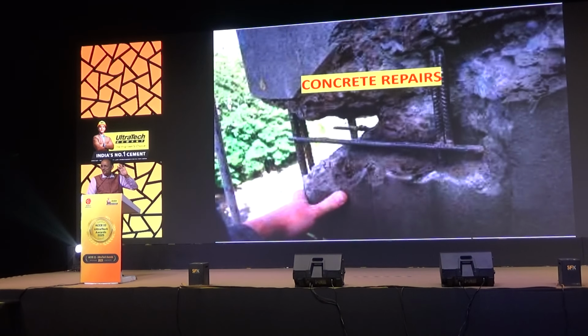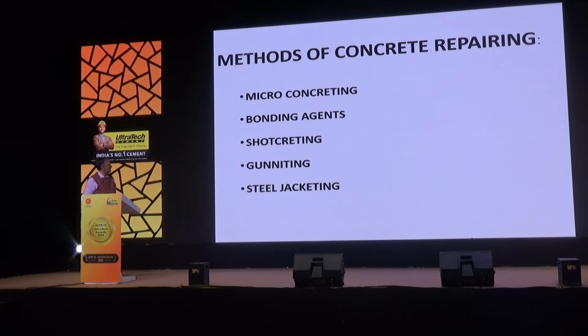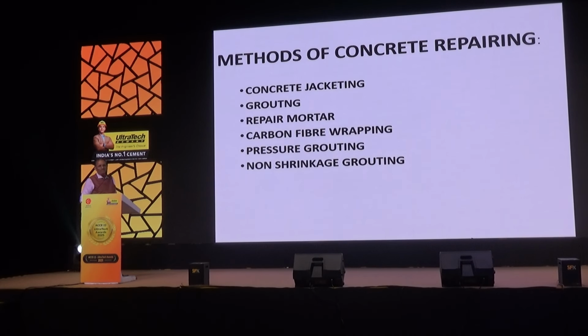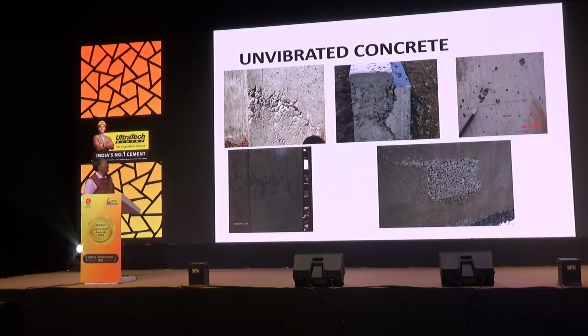Now we have talked about good concrete if you follow all the steps, but what if we come across bad concrete? We have to repair it again. So micro-concreting, bonding agents, shotcreting, gunniting, steel jacketing for repairs, concrete jacketing, grouting, repair mortar, non-shrinking grout, pressure grouting. And these are all the unvibrated concretes that we may come across.